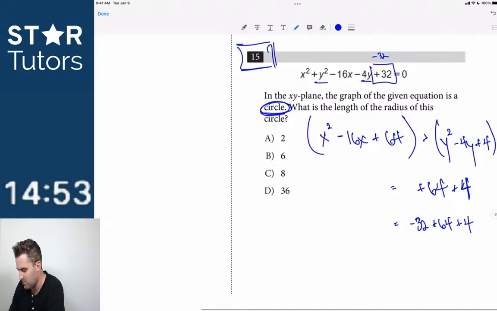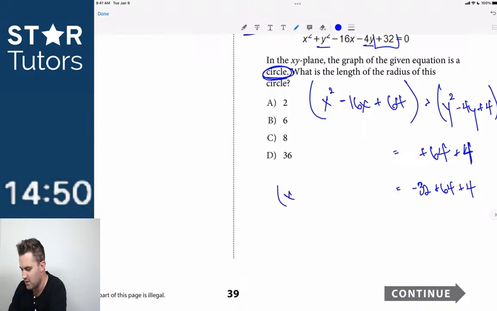I'm confusing myself. This isn't that hard of a question. I get x. Oh, I guess I don't even have to do that, right? Because I'm just looking for the radius, so that's all over here. Negative 32 plus 64 is 32, plus 4 is 36. And this is equal to r squared, if you guys remember the circle equation. So r is equal to 6.